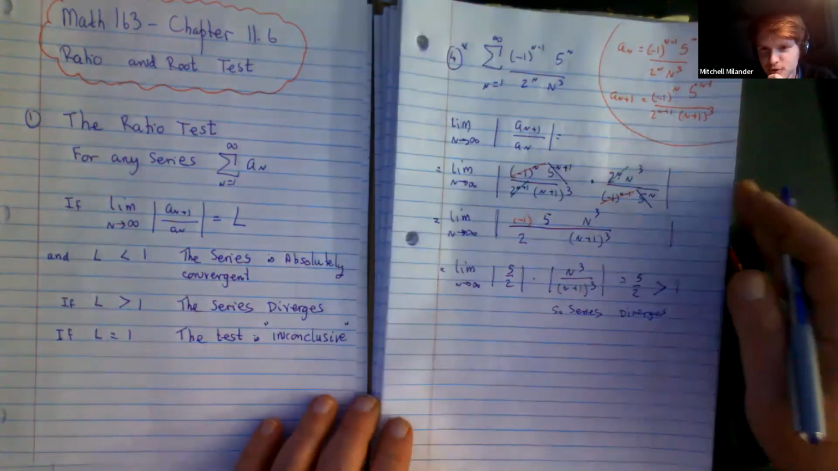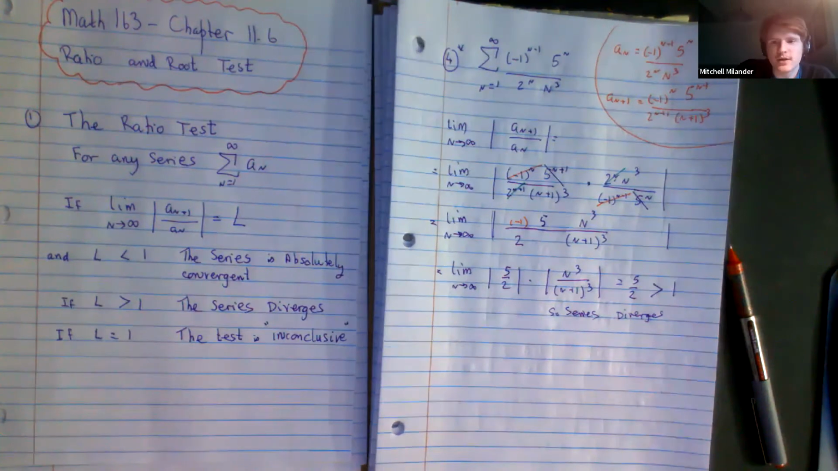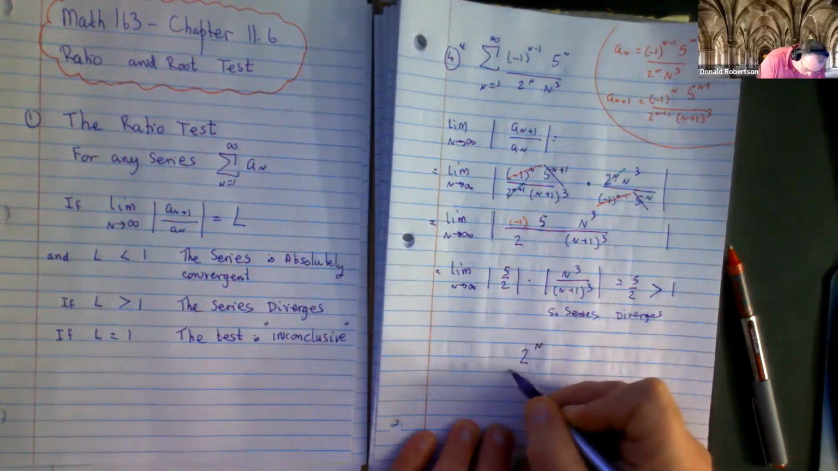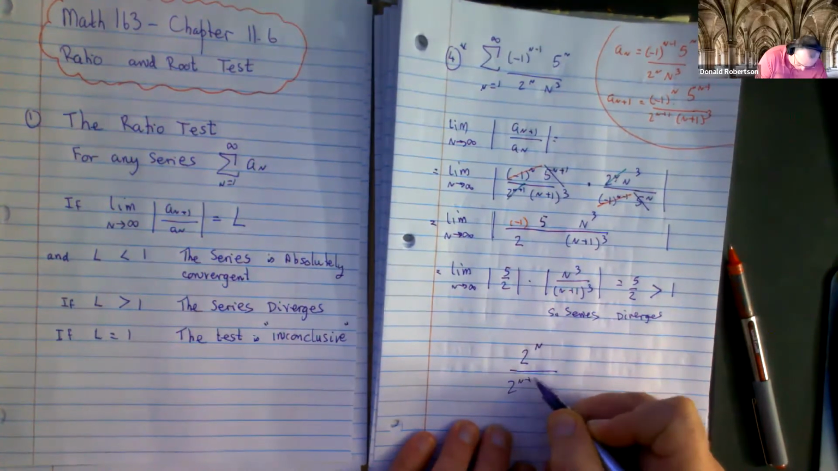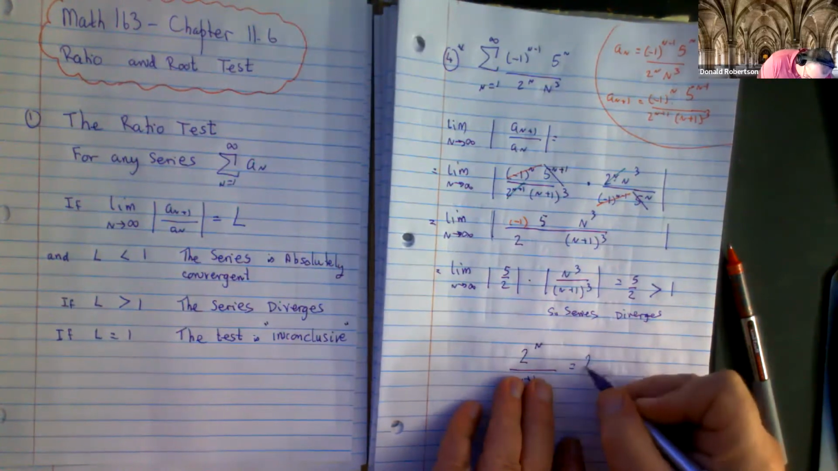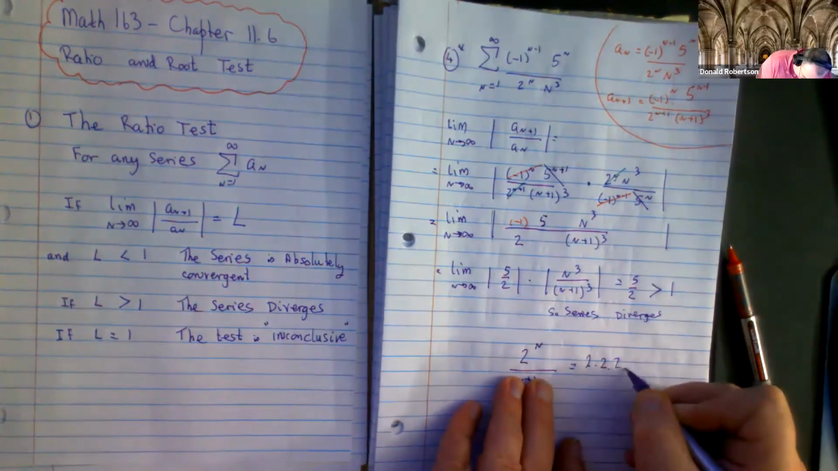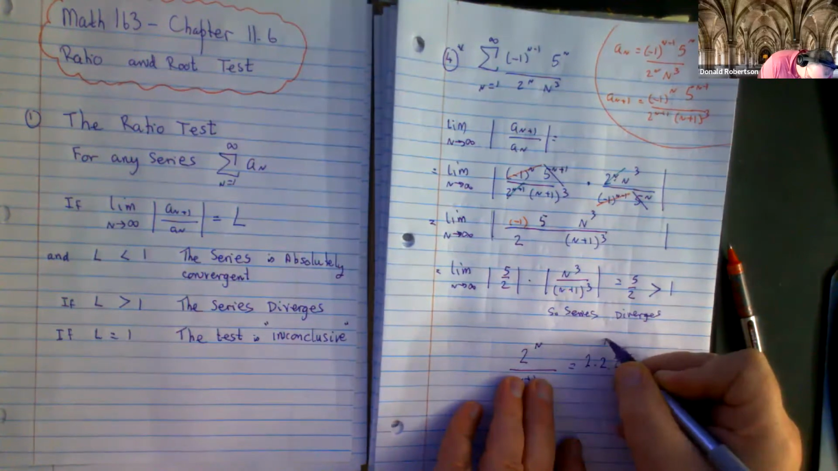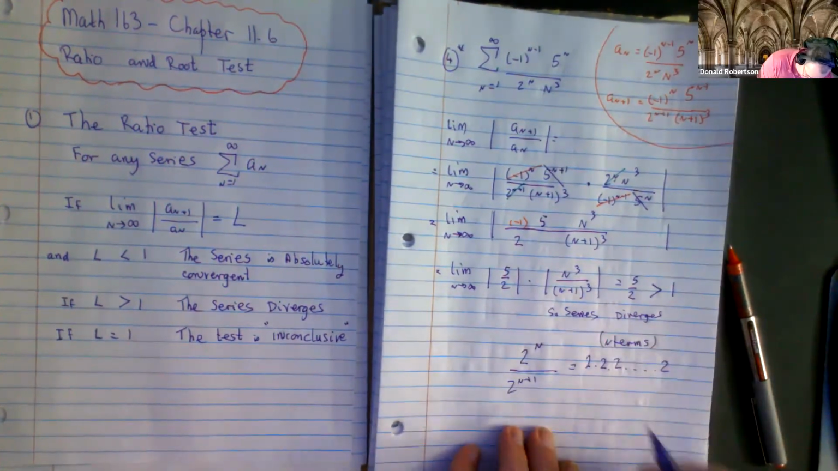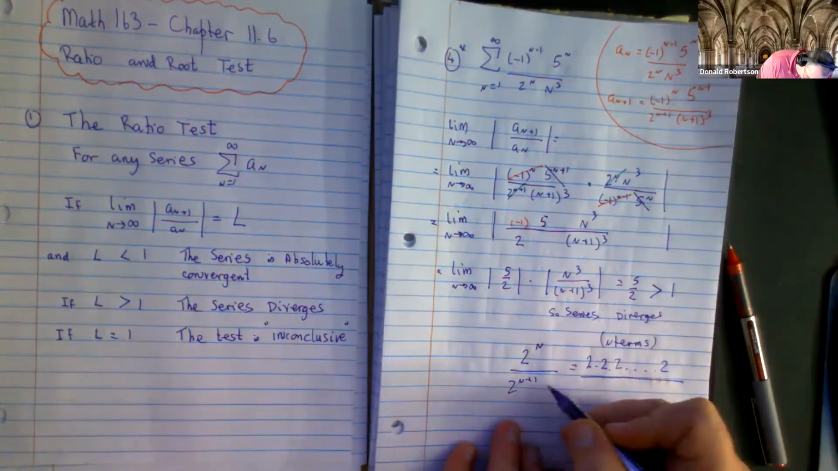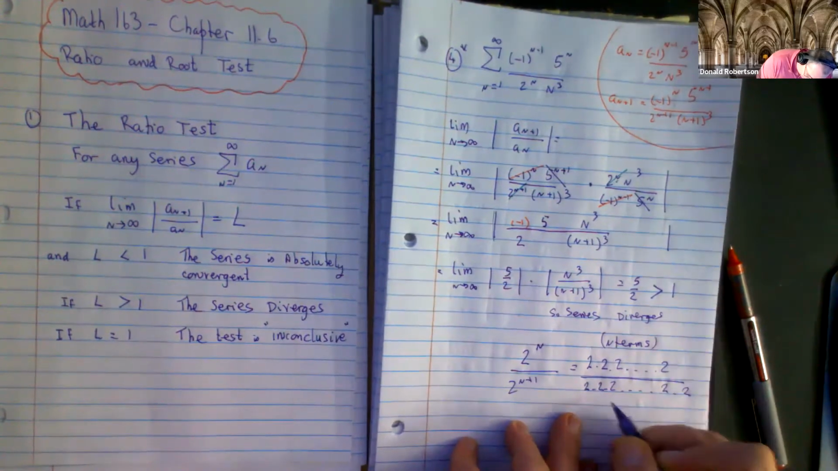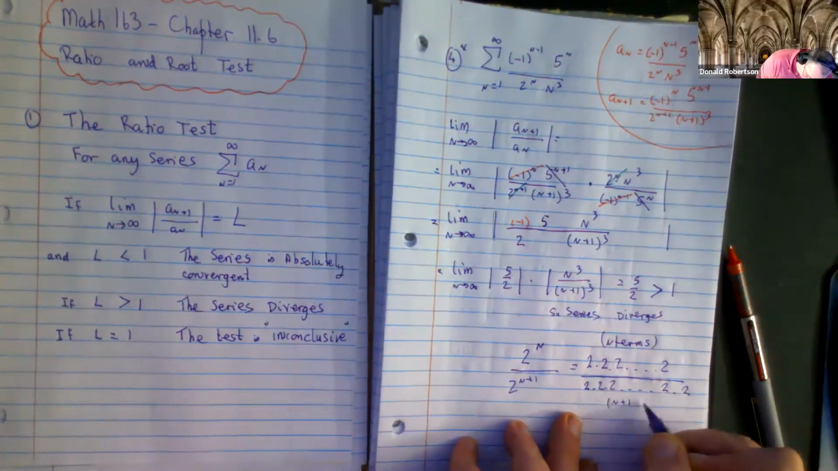Professor, yes. I was wondering, why did the 2n and the 2 to the n plus 1 cancel out? Okay. So we have a 2 to the n on the top and 2 to the n plus 1. If you think about how you write 2 to the n down, it's 2 times 2 times 2 times 2, and there are n terms all multiplied together. Now 2 to the n plus 1 would be 2 times 2 times 2 times 2 times 1 extra, because there are n plus 1 terms.